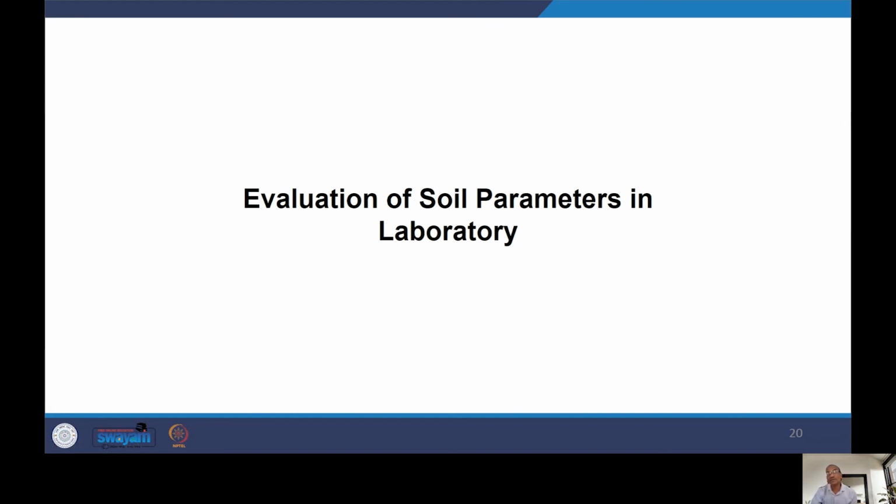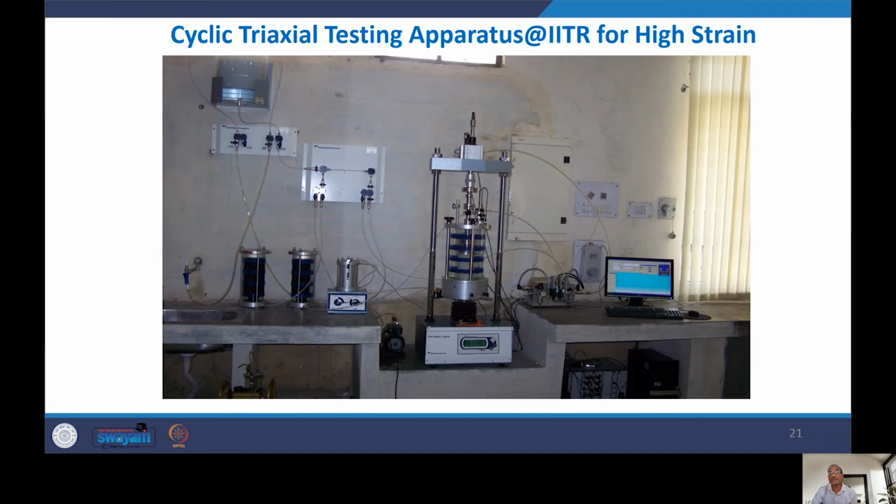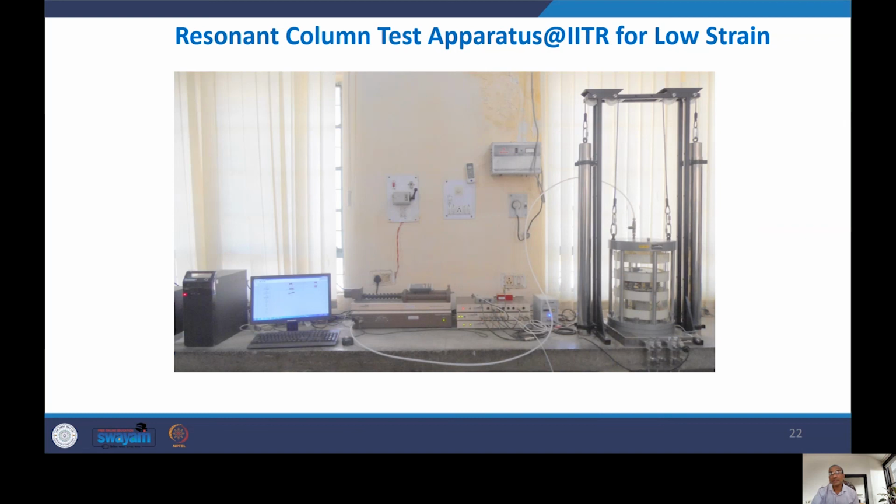There are two apparatus. One is called the cyclic triaxial testing apparatus, which we have at IIT Roorkee. This is able to deal with high strain testing. So if you need to carry out high strain testing, for example, for liquefaction, then we use this device. But for wave propagation problems and other problems, you require an equipment which can deal with low strain. And for low strain, this is the facility. This is called the Resonant Column Test apparatus in our laboratory.